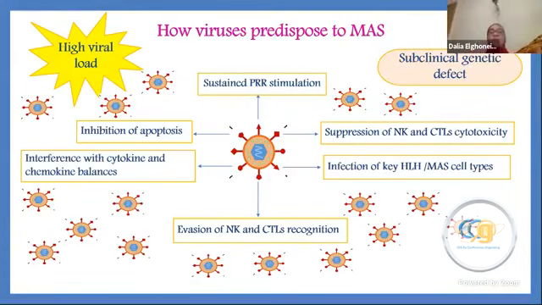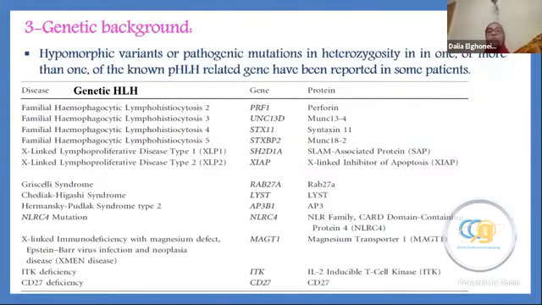So what about the genetic background? Some patients with macrophage activation syndrome complicating rheumatic disorder were found to have hypomorphic variants or heterozygous mutations in one or more of the genes known to cause primary hemophagocytic lymphohistiocytosis. However, unlike primary hemophagocytic lymphohistiocytosis, the genetic effect in macrophage activation syndrome predicts the risk of recurrence, not the phenotype. So it is not like the primary hemophagocytic genotype-phenotype relationship, but rather it predicts that this patient is at risk for recurrence. And we can say that this girl, Sandy, deserves genetic testing.